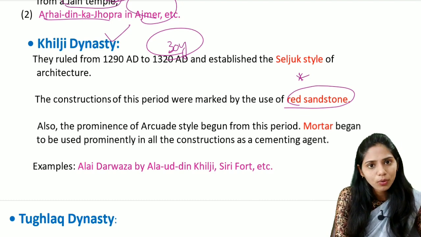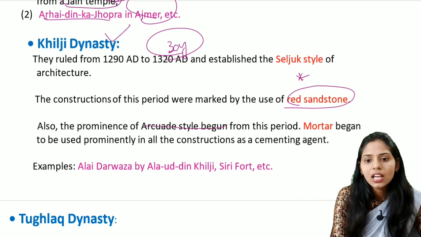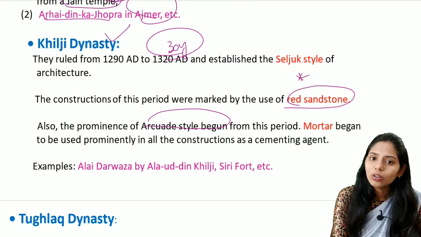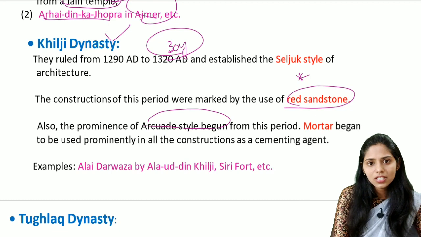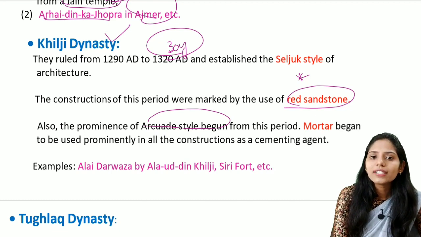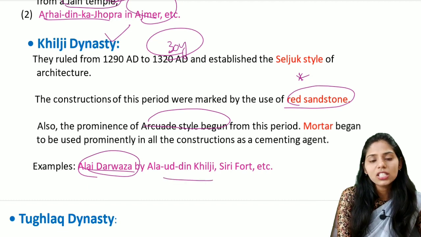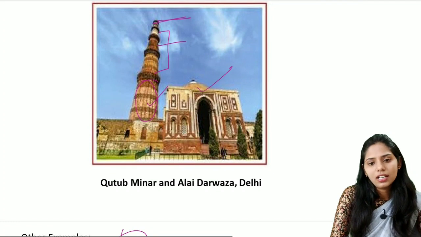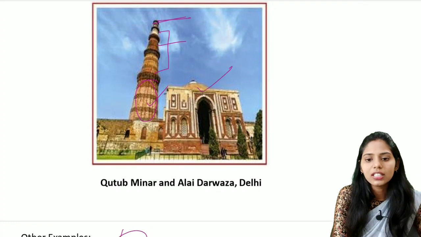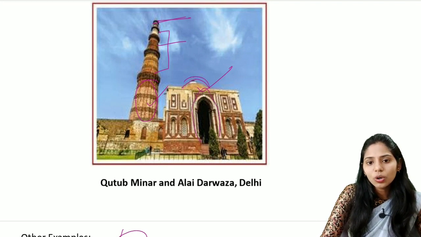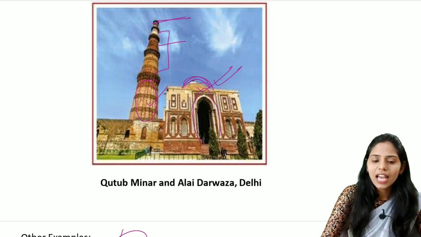And it also gave prominence to the Arcuate style. So the Arcuate style continued in this period, and the use of mortar as a cementing material started during this period. An example is the Alai Darwaja. This Alai Darwaja was built by Alauddin Khilji, and also Siri Fort. If you see this diagram, this is the Alai Darwaja, which is located in Delhi near the Kutub Minar. This is the Arcuate style that is seen here, and here you see the dome which is present on this Alai Darwaja as well.